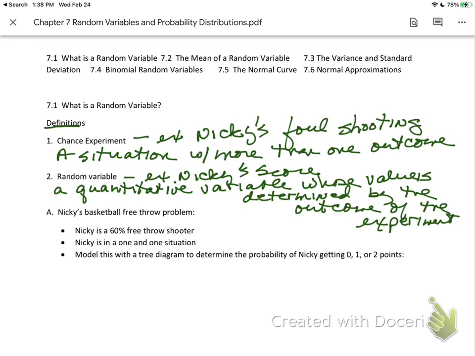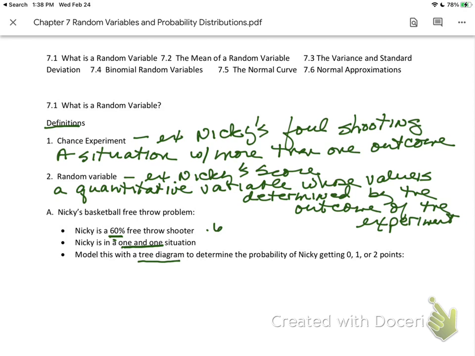Okay, so our first example is Nikki's basketball free throw problem. So Nikki is a 60% free throw shooter. So that means 0.6 is the probability of her hitting a free throw shot. So Nikki's in a 1-in-1 situation, so that means if she makes the first shot, she's allowed to take a second shot. If she doesn't make the first shot, there is no other shot. So model this with a tree diagram. So we need a tree diagram to determine the probability of Nikki getting 0, 1, or 2 points.